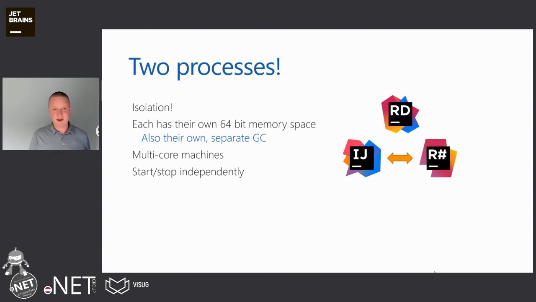Multi-core machines will benefit really greatly from this, because if you have a multi-core machine, IntelliJ can use some cores, whereas ReSharper can use some other cores, and those things will work together. We can start and stop those processes independently.